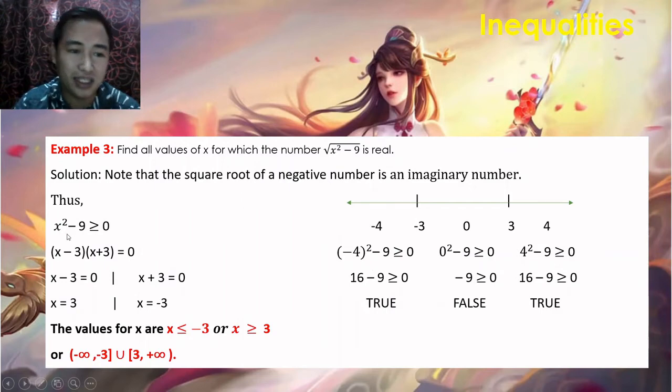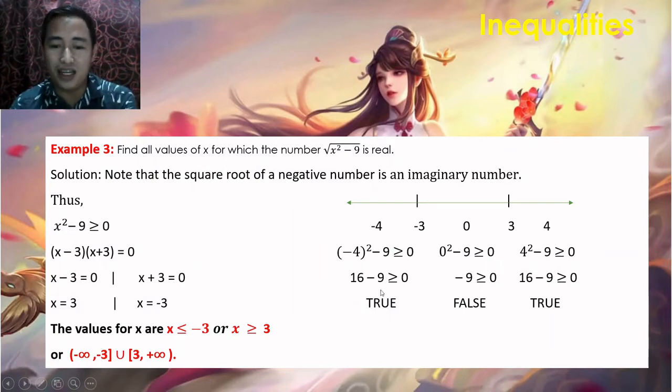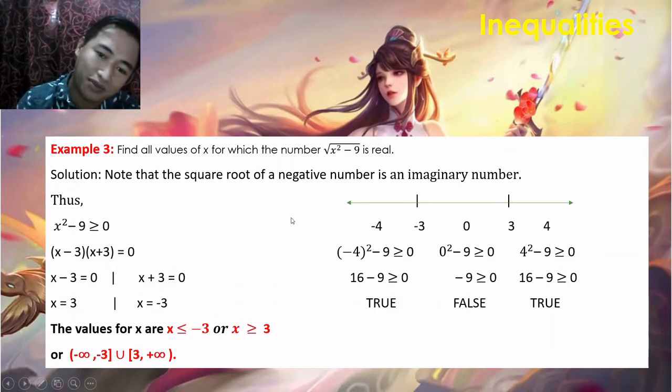Okay, kini nga inequality. So, negative 4 squared minus 9 is greater than or equal to 0. So that, class, negative 4 squared is 16 minus 9. Okay, greater than or equal to 0 siya, class. So 16 minus 9 is 7. So that is greater than or equal to 0. So true ni siya, class. So true ni siya nga interval dapit nga part.